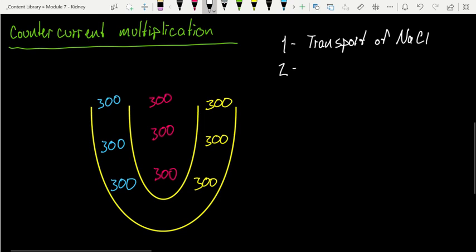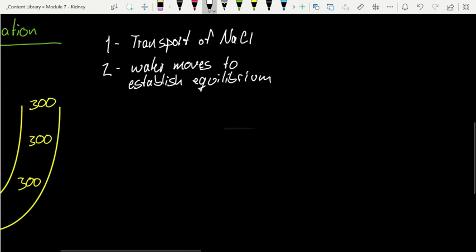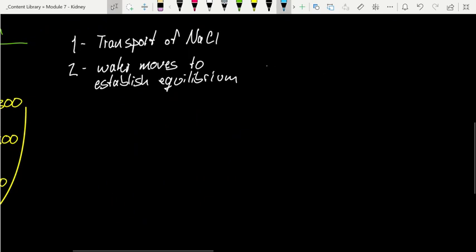Step number 2 is water moves to establish equilibrium. Let's think about this transport of salt really quick. This can actually be broken down into 2 different phases, which we mentioned earlier. In the thick ascending loop on the top, we have active transport.